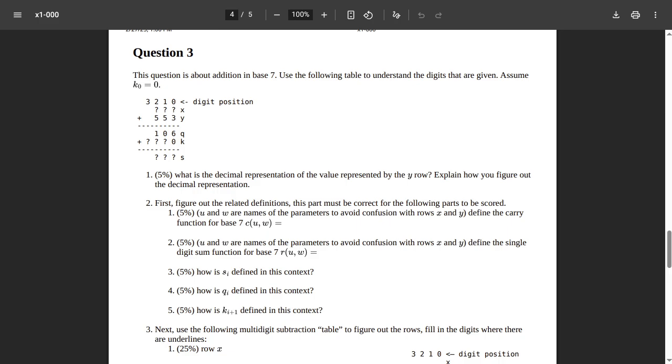C is the carry thing, right? So in this case, it would just be U plus W is greater than or equal to 7, question mark 1, colon 0.